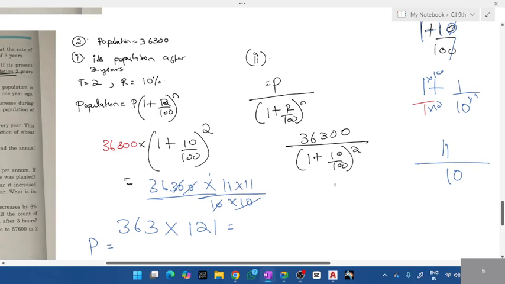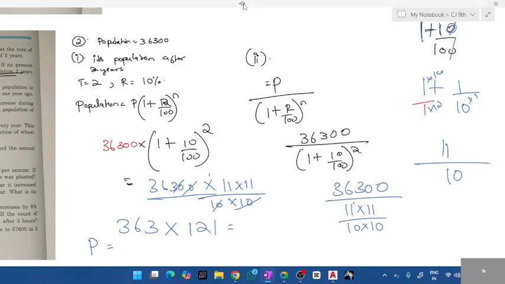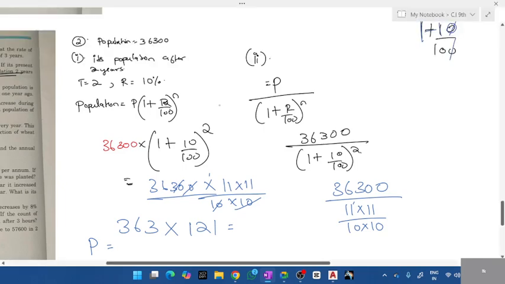And here you all will get 36,300 divided by 11 into 11 divided by 10 into 10. So when there are two denominators, what will happen to 10 into 10, students? With the numerator. The numerator. 30,000. Okay. First, check the answer for 363 into 121. Is it correct?